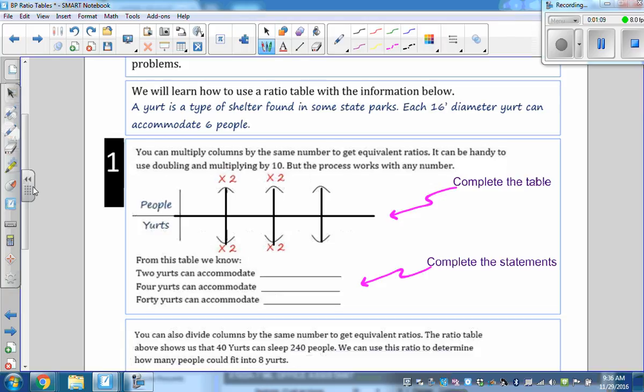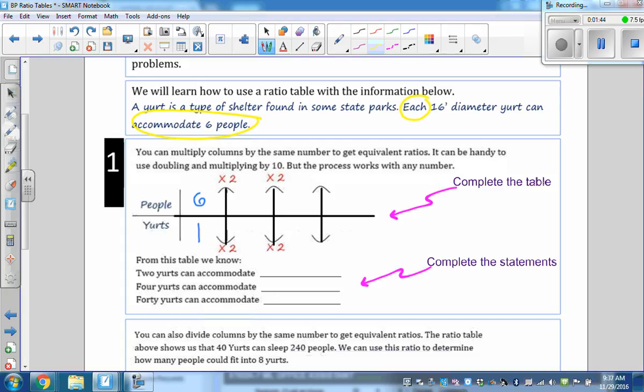So the most important thing right now is we want to do the key reading here. A yurt is a type of shelter found in some state parks. And each 16-foot diameter yurt can accommodate 6 people. So that's like each yurt, which means if you have one yurt, 6 people can fit in it. And that's the beginning ratio. That's the important information from the reading.